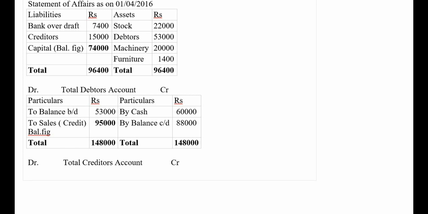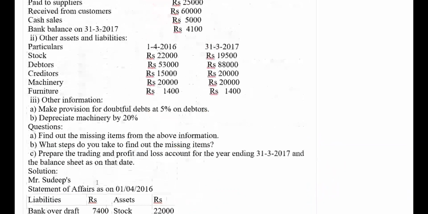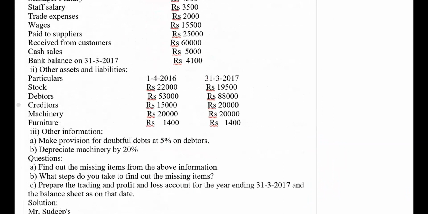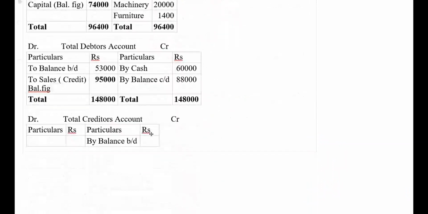So let me insert the table here. So particulars, rupees, particulars, rupees. It will start with the opening credit balance here. So by balance brought down. So the opening balance of the debtors that is given in the problem as rupees 15,000. You can see here 15,000.